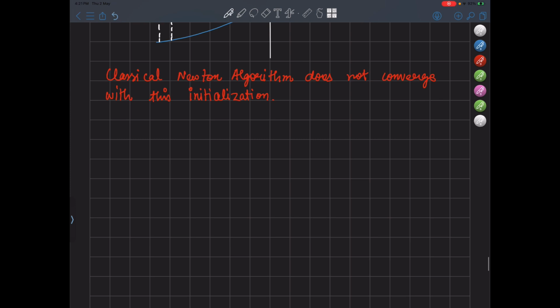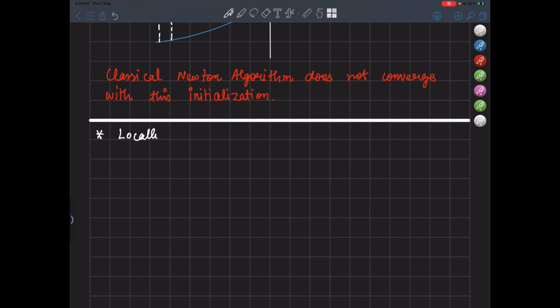So to understand when the classical Newton algorithm converges, like what initial condition should you choose for the classical Newton algorithm to converge, let's look at something called locally convergent optimization algorithms. So what are locally convergent optimization algorithms?